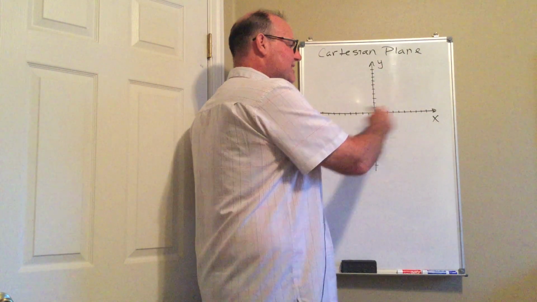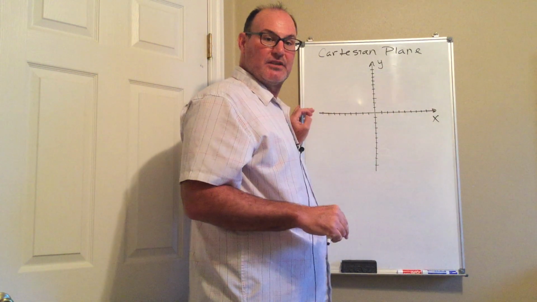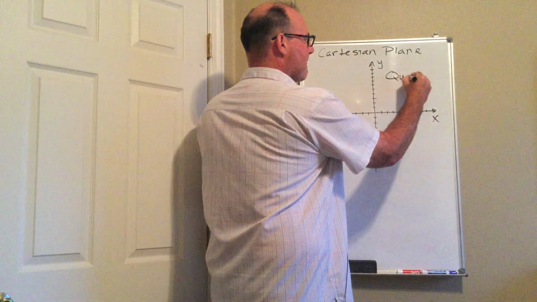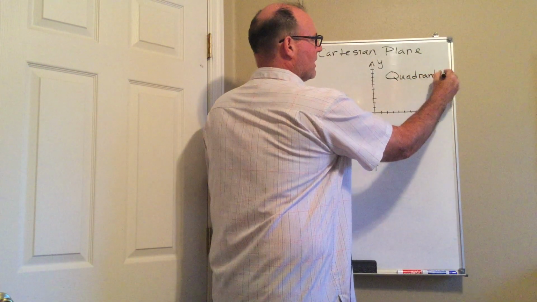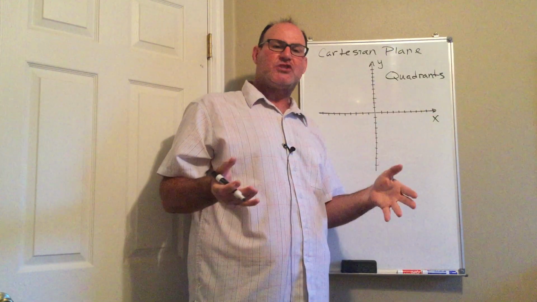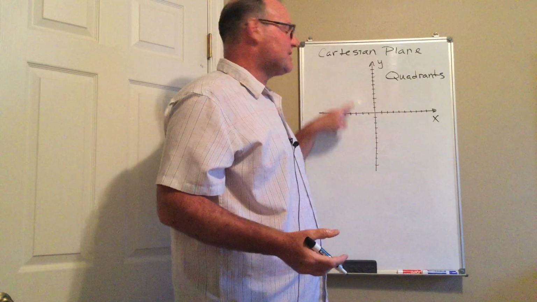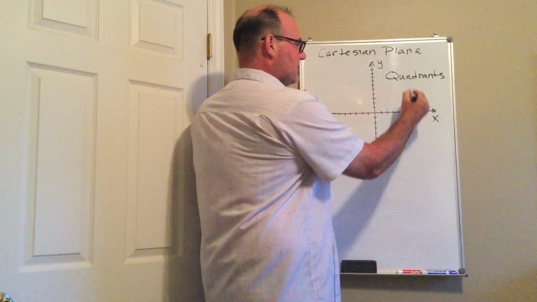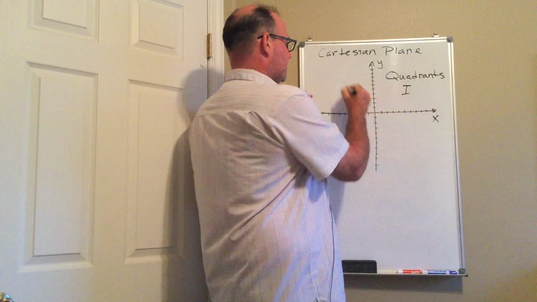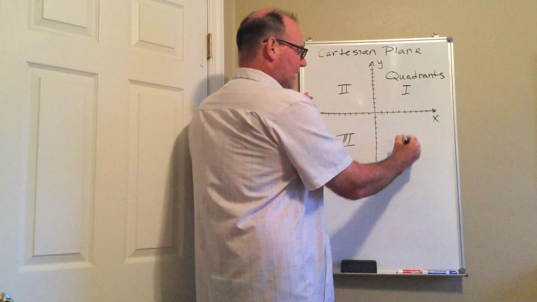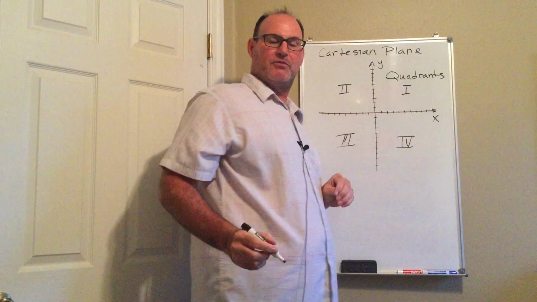Now, some other things about this. The x-axis and the y-axis divides the Cartesian plane into four regions. They are called quadrants. And the quadrants, no matter what class you're in, whether it's an economics class where you might be graphing or statistics or algebra, the quadrants are always labeled counterclockwise. So this will always be quadrant 1, this will always be quadrant 2, this will always be quadrant 3, and last but not least, this will always be quadrant 4.